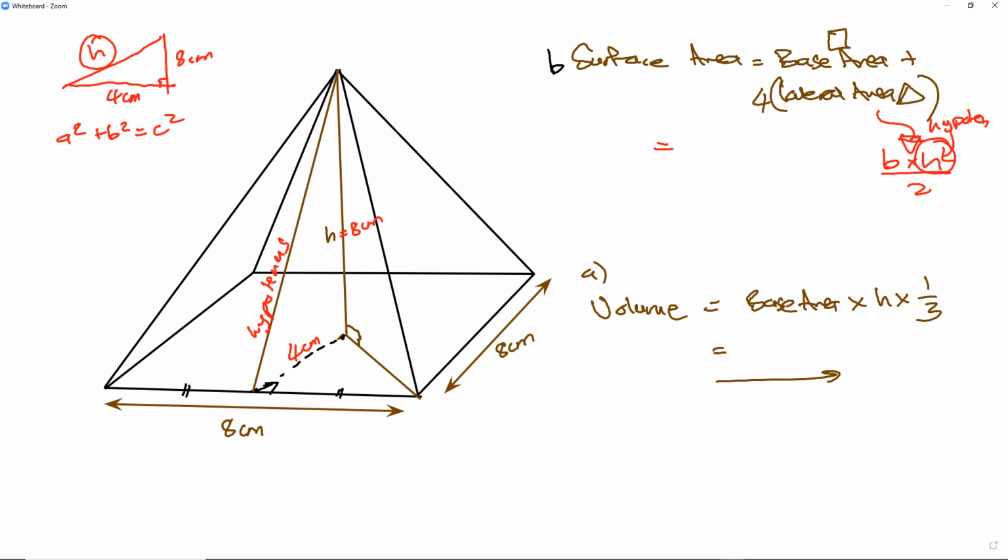I'll give you a few seconds. There's a bit of hints around that. Don't forget the base area is pretty easy, right? It's 8 times 8. So let's see if you can complete that. Base area is 8 times 8. The height over here was 8 times 1 over 3. Put that on a calculator. Get me some answers over there. All right, send those answers through for A and B once you have them, okay? If you don't have a calculator, leave your answer in its simplest form.